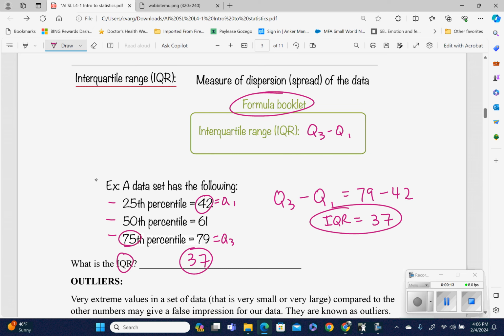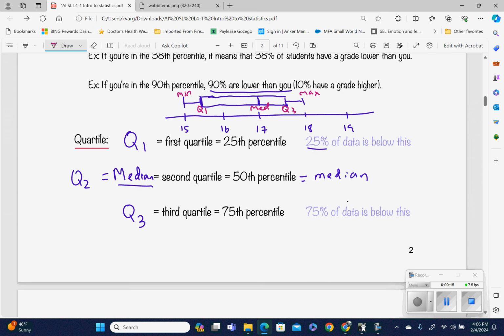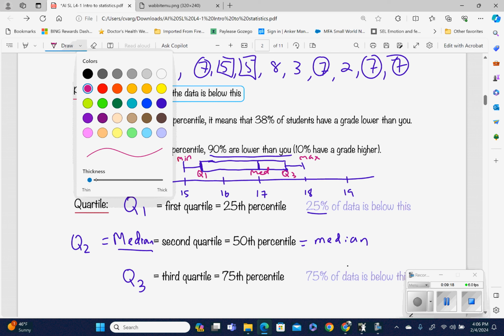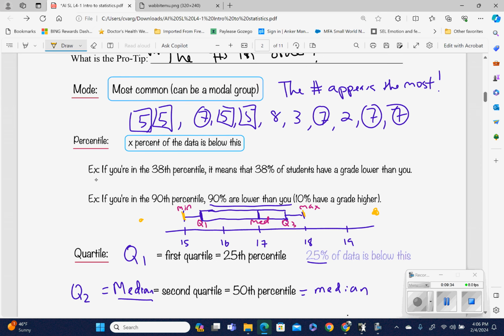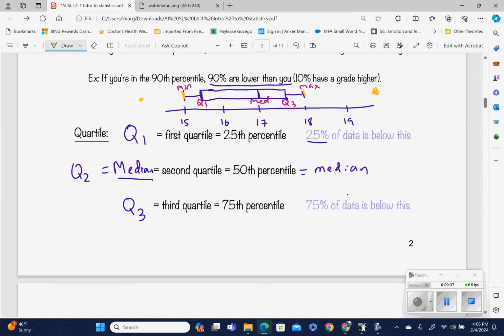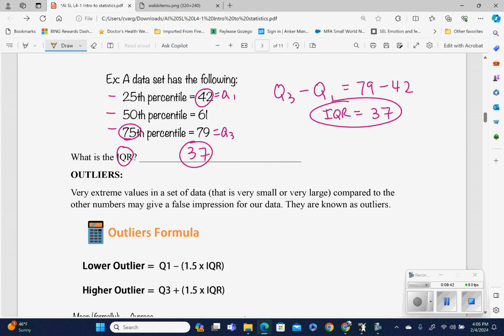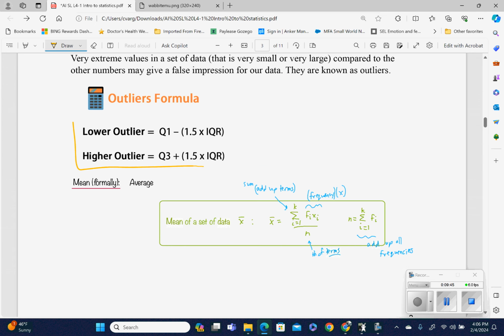Boom. All right. Now, what the heck is an outlier? So an outlier is basically, how do I know if something is on this side or on this side, not within my box and whisker plot? How do I know that it's not from my min to my max? There is a formula. Of course, there's a formula. This is math. The formula is right here. These two formulas you're going to have to memorize. Unfortunately, you have to memorize this.